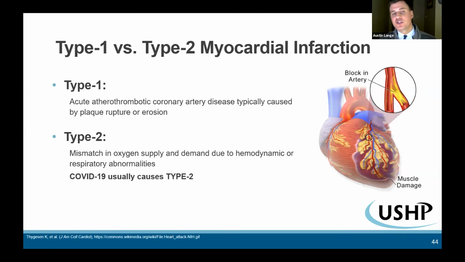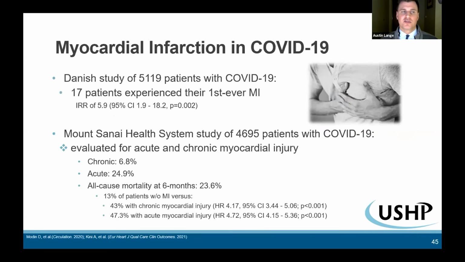There can also be type 2, which is more associated with COVID-19, and this comes from a mismatch in the oxygen supply and demand, typically associated with respiratory abnormalities that are going on. We're not oxygenating the blood appropriately. We're not able to get it back to the heart. Potential risk of poor oxygenation causing that type 2 myocardial infarction. And in general, myocardial infarction in COVID-19 can be a concern.